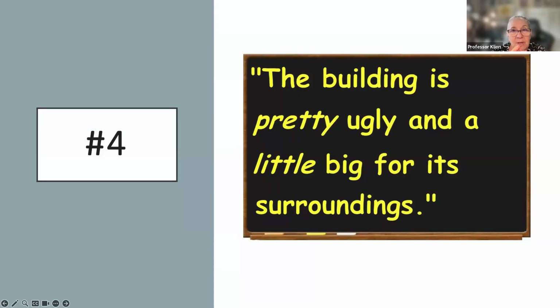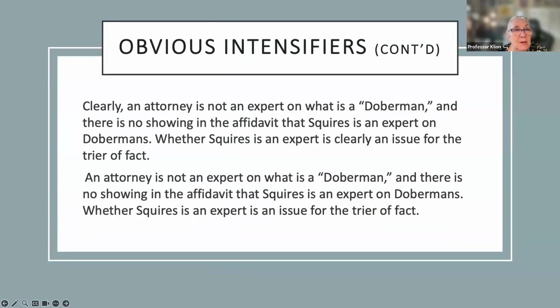If you want to get rid of obvious intensifiers, you can look for words ending in the letter Y, and that may help. So here, clearly an attorney is not an expert on what is a Doberman, and there is no showing in the affidavit that Squires is an expert on Dobermans. Whether Squires is an expert is clearly an issue for the trier of fact. Take out the clearlies. They are obvious intensifiers. They don't belong in objective writing.